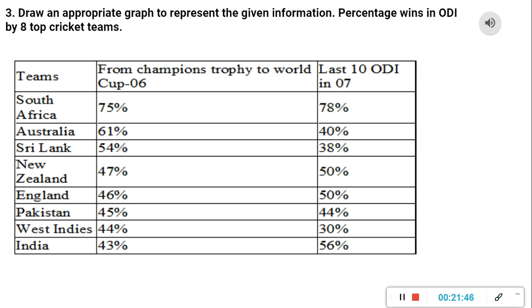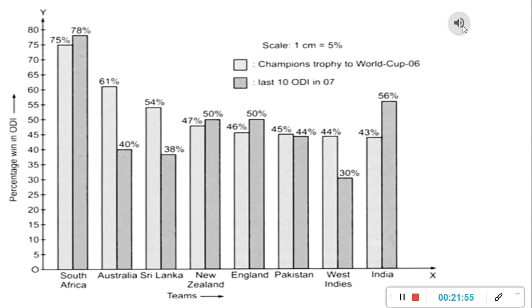So here also we can see that two data are given, isn't it? So we have to represent both the data in one graph. So that means we have to draw a double bar graph. So let's see the graph.